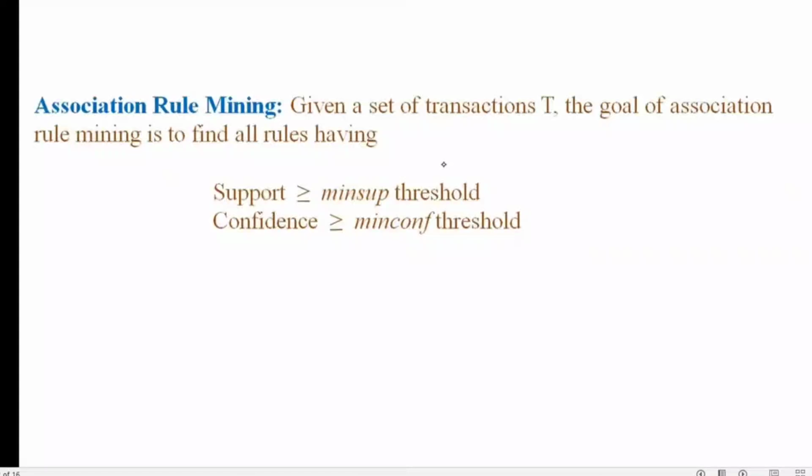How we are going to select this minimum threshold is the most important point in the association rule. How we are going to select this minimum support threshold and how we are going to select the minimum confidence threshold. Based on these values only, the frequent items we are going to select. So let us take an example.